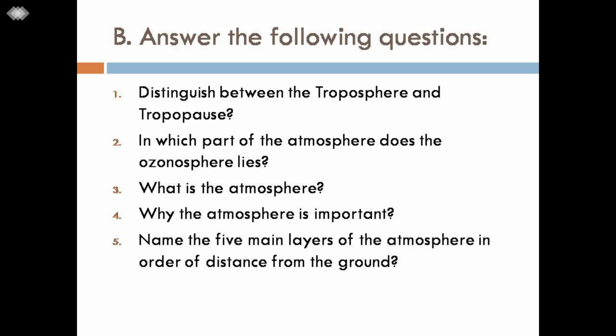Here is exercise B. Answer the following questions. First, distinguish between the troposphere and tropopause. Second, in which part of the atmosphere does the ozonosphere lie? Third, what is the atmosphere? Fourth, why is the atmosphere important? Fifth, name the five main layers of the atmosphere in order of distance from the ground. These are some of the assignments which you have to do and submit to your concerned teacher.